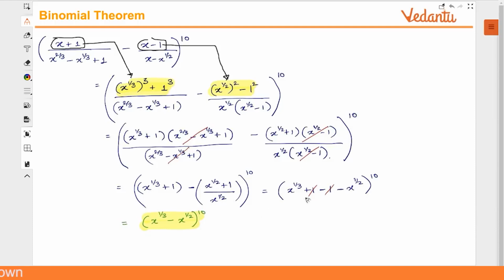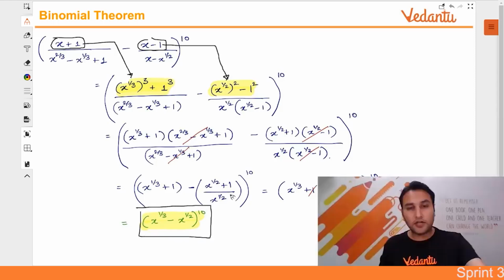What you're left with is, 1 and 1 will cancel too, right? If you simplify this, 1 and 1 cancel, you are left with this. You will be left with this, right? Now let's focus on the problem.